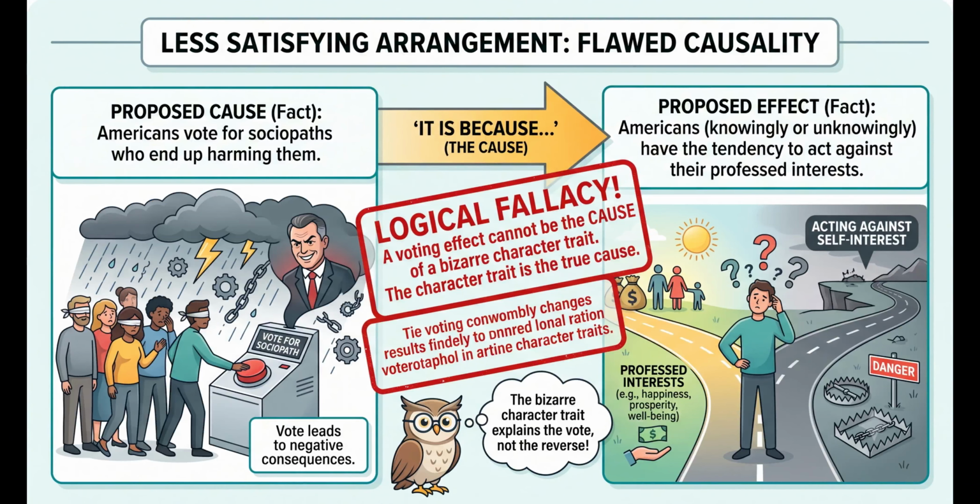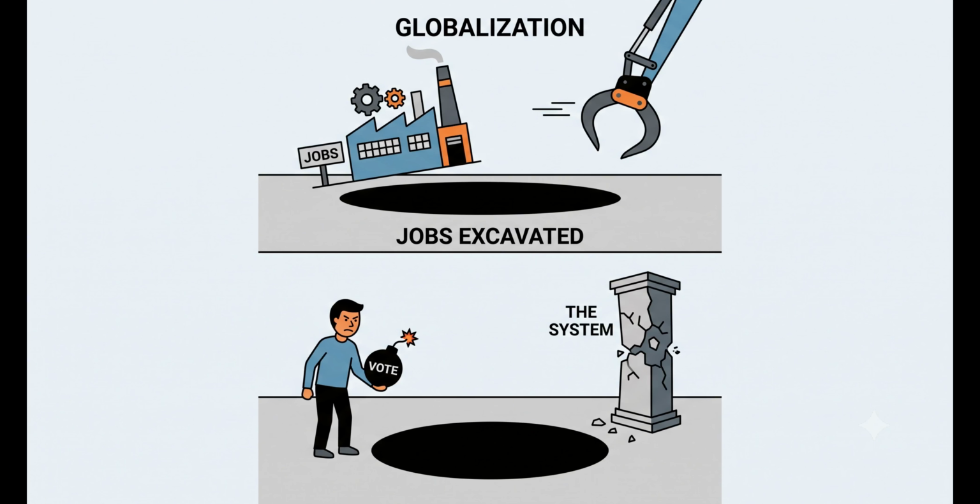Now, let us try the second arrangement. It is because Americans often vote for sociopaths who end up harming them. That is the reason why Americans, knowingly or unknowingly, have the tendency to act against their professed interests. The second arrangement is less satisfying in terms of understanding the why for this peculiar American character. The fact that they vote for sociopaths seems to be an effect of this bizarre character trait rather than an explanation, or a cause for why Americans often act that way. We are still left wondering why Americans might willingly elect someone to blow up the system.